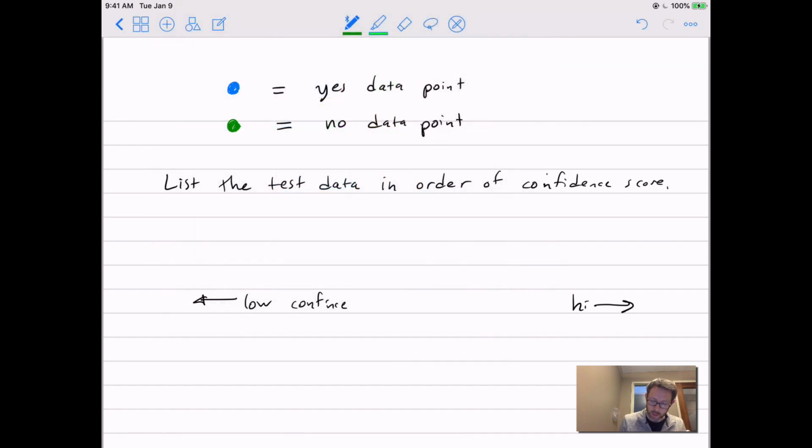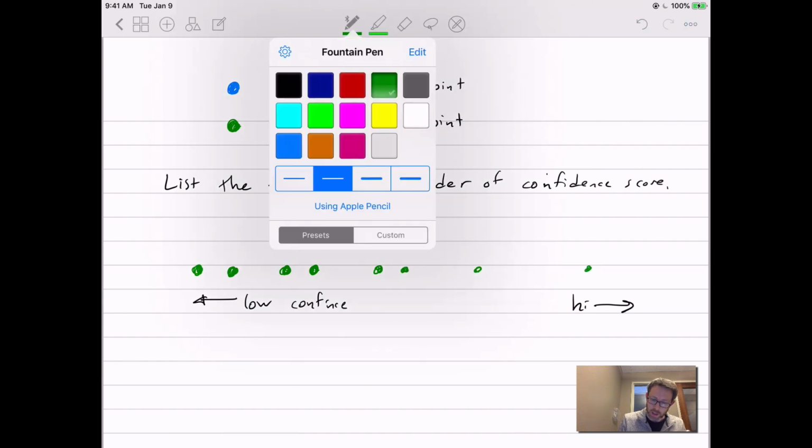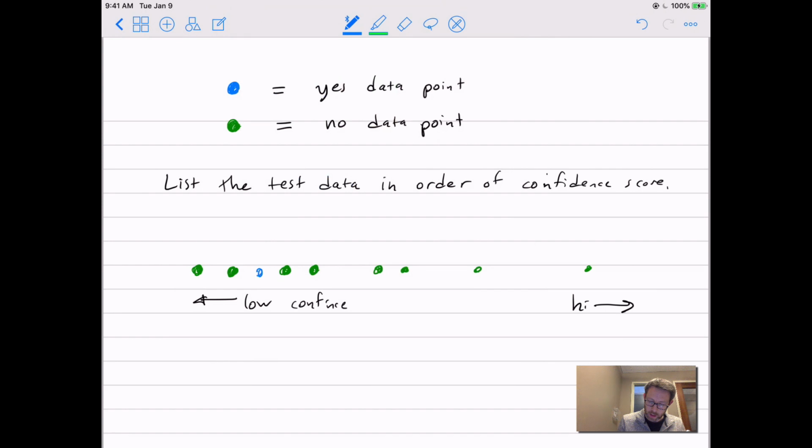And towards the left, we're going to tend to have more green because the classifier is doing a fairly decent job. And then we'll make a few mistakes. And then we'll put in some of these yeses here.